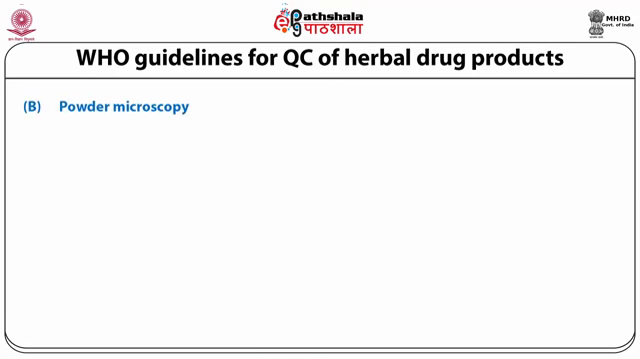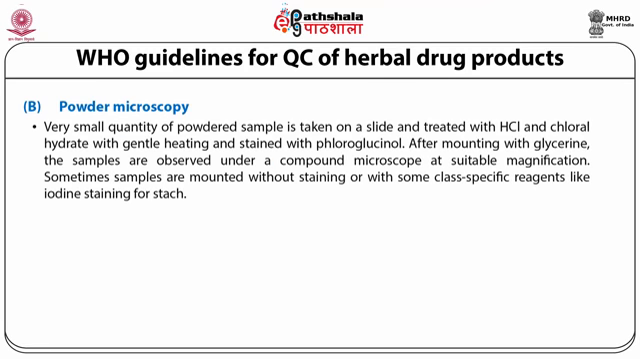Powder microscopy is another parameter with respect to botanical evaluation. Very small quantities of powder samples are observed under a microscope after simple preparation steps, and various features are observed for authenticating the material that has been included in the herbal formulation. Sometimes samples are mounted with staining with some class specific reagents, like the use of iodine for the location of starch.